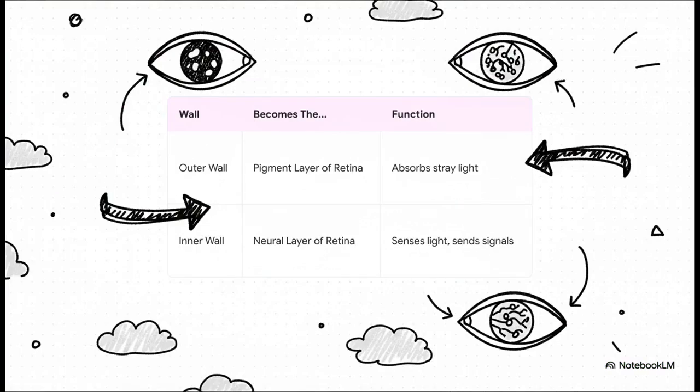Now, those two walls of the optic cup, they are not identical. They start to differentiate and take on totally different jobs. The outer wall becomes the pigment layer. That's what absorbs stray light to keep our vision sharp. And the inner wall, well, that becomes the neural layer. That's the part that's actually going to do the seeing.